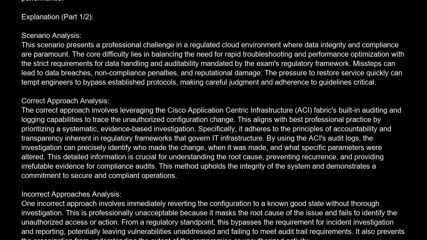The correct answer is C. Immediately revert the entire fabric configuration to the last known stable backup without further analysis to restore performance.